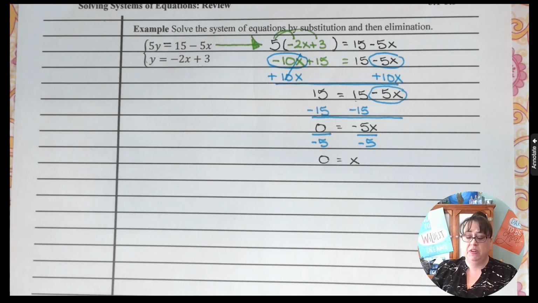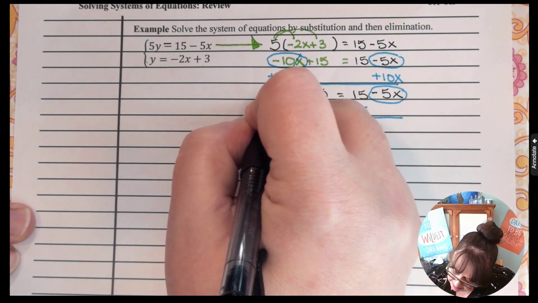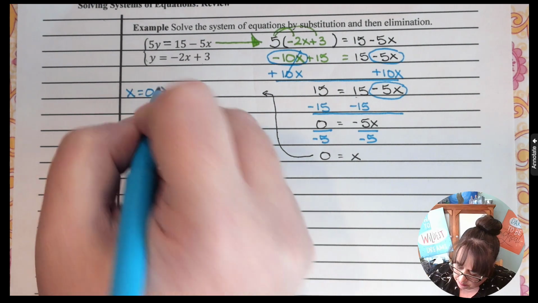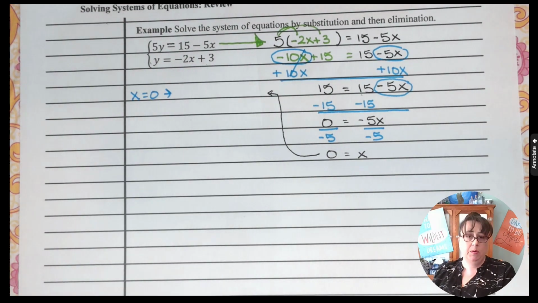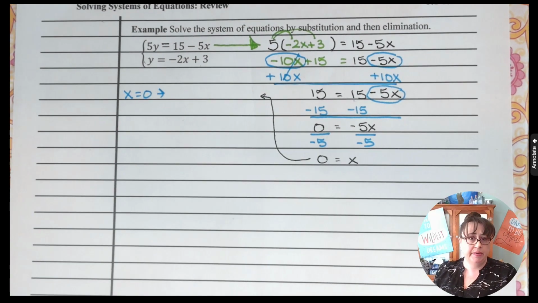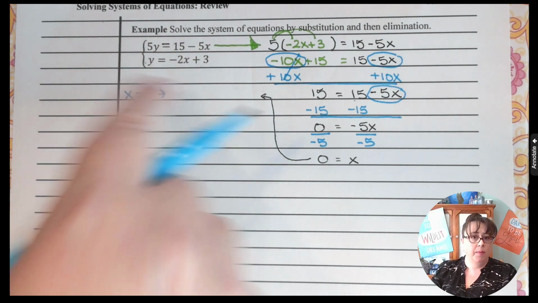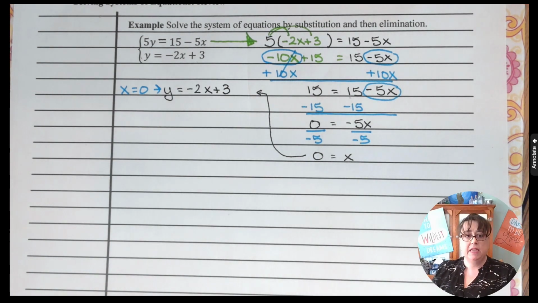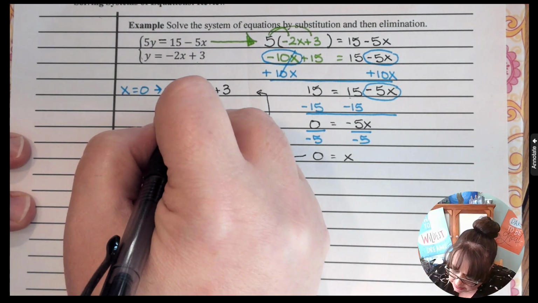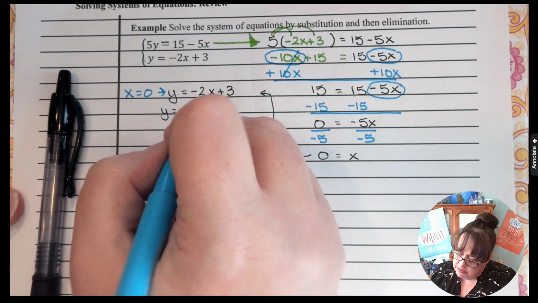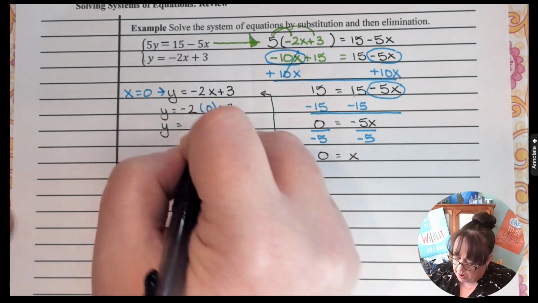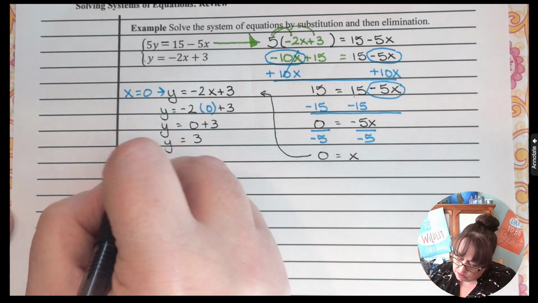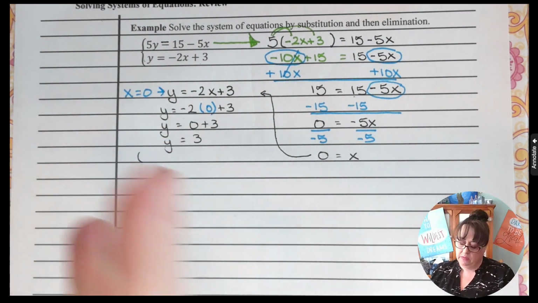I need to just figure out what y is equal to. So I'm going to take the fact that x is equal to 0, and I'm going to put it into one of the two equations. It doesn't matter which one I put it into, does it? But this one's already very nicely laid out for me, so let's put it into that one. So now every time I see an x, I'm going to put a 0. So y equals negative 2 times 0 plus 3. So y equals, that's 0. So y is equal to 3. So my answer is the ordered pair 0, 3.